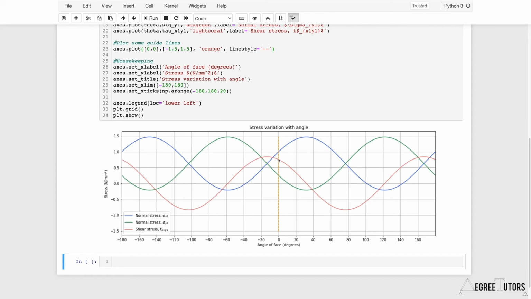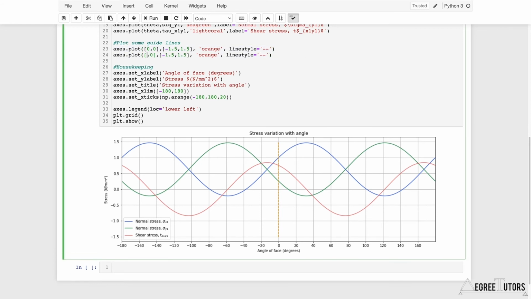So we can see now that we have these equations and we've plotted them, no matter where we move along the horizontal axis, no matter what orientation or what rotation our element has, we'll be able to determine the values of sigma x, sigma y, and tau xy for our element. So let's just do one more guideline. Let's plot a line at theta equal to 90 degrees, and see what happens to the stresses.